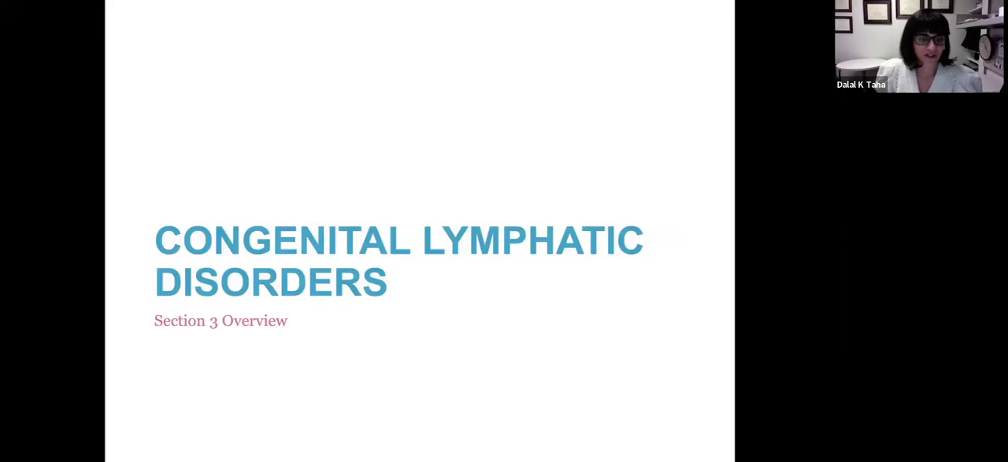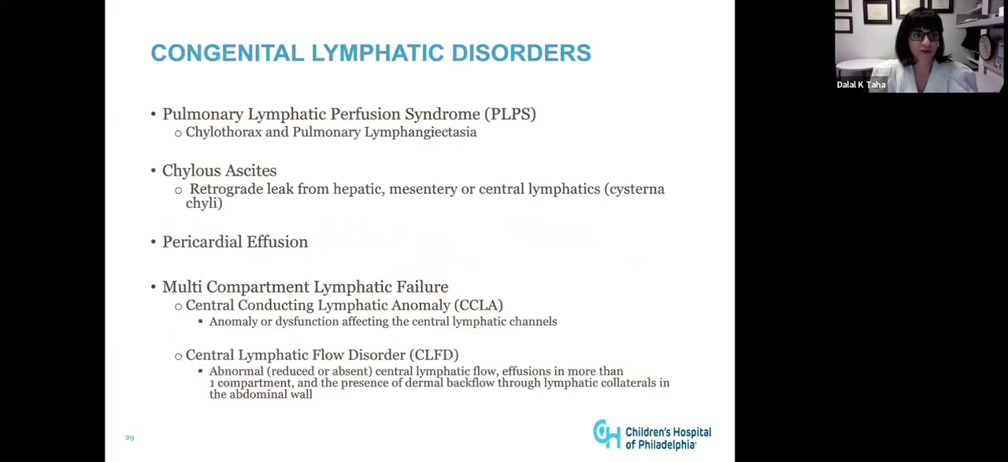So now I'd like to talk about a few congenital lymphatic disorders. The most common that we'll see is pulmonary lymphatic perfusion syndrome, and that can look like chylothorax in a patient or what we call pulmonary lymphangiectasia, which is defined as dilated lymphatic vessels on the pleural surface. You can see chylous ascites, you can see pericardial effusions, although these are less common, especially in isolation. And then if you have multiple areas of the body that are affected, we call it multi-compartment lymphatic failure.